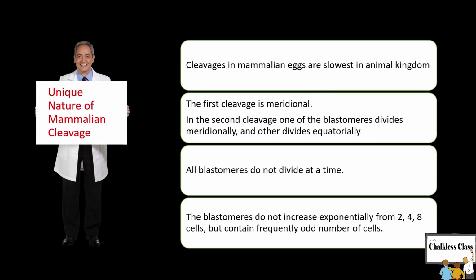The unique nature of cleavage in humans. Cleavages in mammalian eggs are the slowest in the animal kingdom. The first cleavage is meridional. In the second cleavage, one of the blastomeres divides meridionally and the other divides equatorially. All blastomeres do not divide at a time. The blastomeres do not increase exponentially from 2, 4, or 8 cells, but frequently contain an odd number of cells.